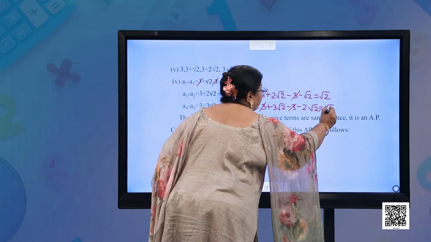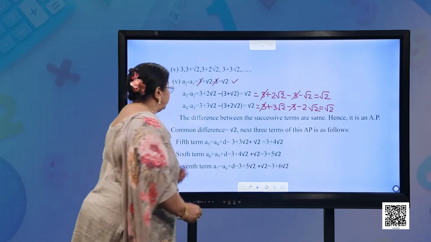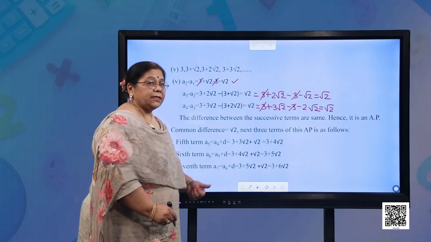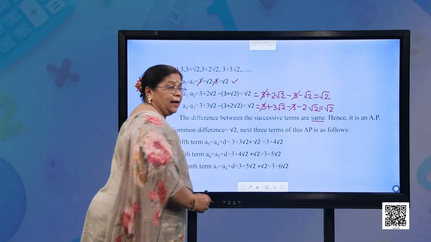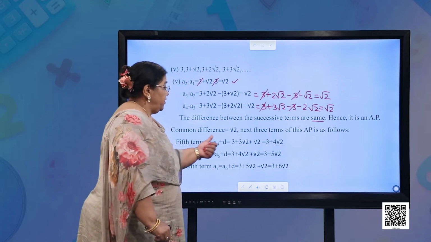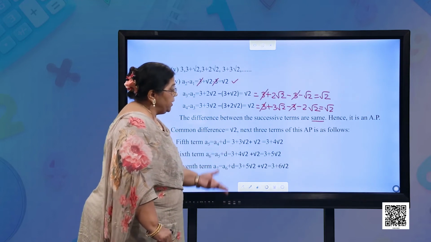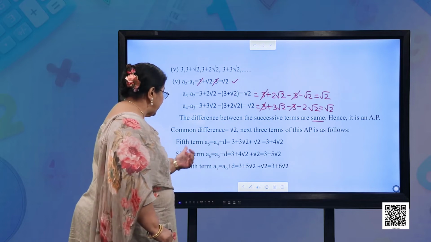So, what do you observe? We see that the difference between the successive terms are same. Hence, it is an AP. Common difference is square root 2. So, next 3 terms of this AP will be calculated as follows.